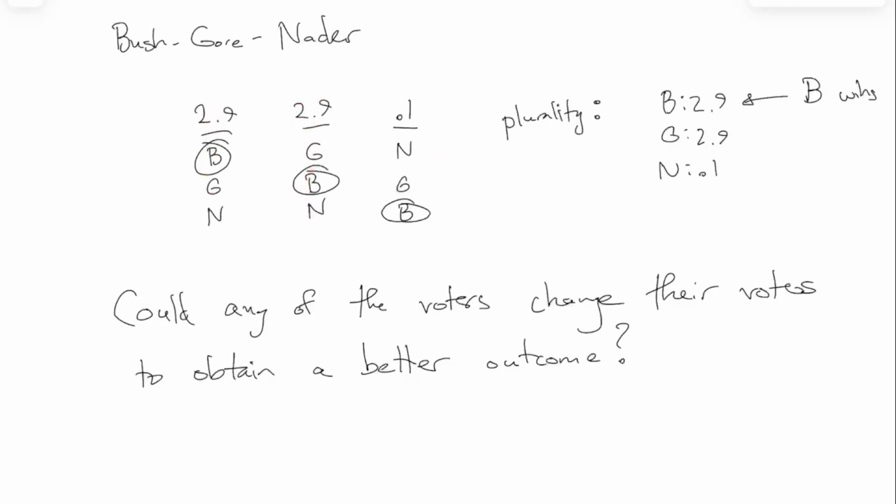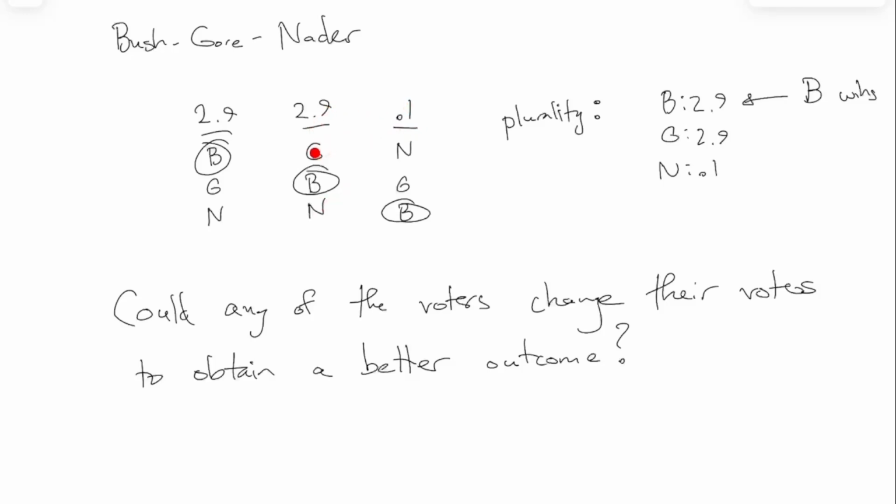One or the other of these people actually could have changed their vote to achieve a better outcome. I mean better in their own opinion. See something? If the people who put Gore first had put Nader above Bush, okay, so yeah, this is a good idea. If we imagine what would happen if these people put Nader on top, I think then the plurality winner, actually, Nader would have won this election if they did that, right?